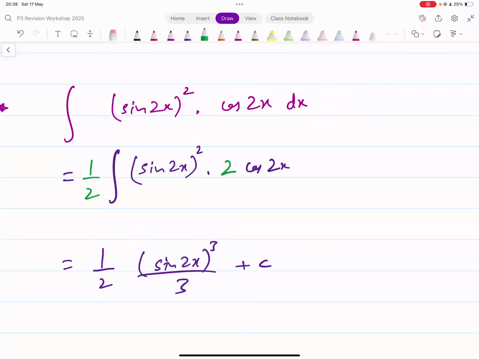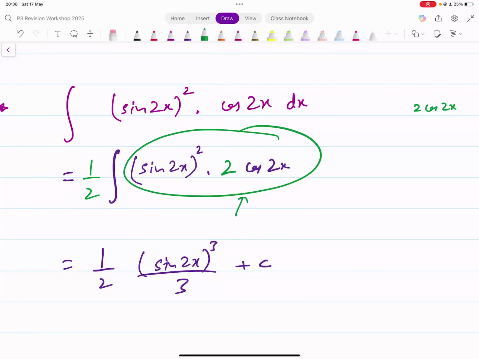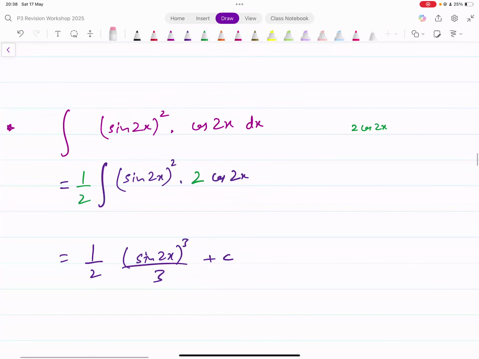Take another example. If you have sine of 2x whole squared into cos of 2x, you could think of it like this. You've got something inside the power. What's the derivative of this? Derivative of this is 2 cos 2x. Now we have just cos 2x outside. Can we make it 2 cos 2x somehow? We could say, let's multiply by 2. But to balance that, we'll have to divide by 2 outside. And now this follows that form. So integration of this is just going to be sine 2x power 2 plus 1 divided by 2 plus 1. And that's the integration, right?